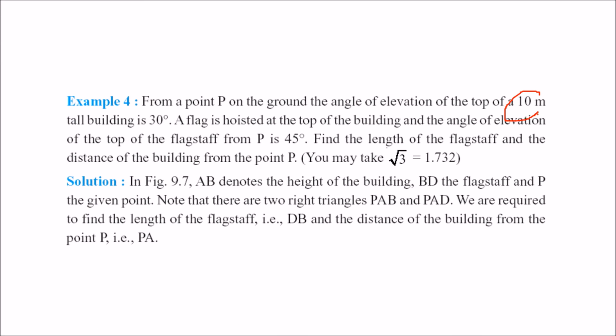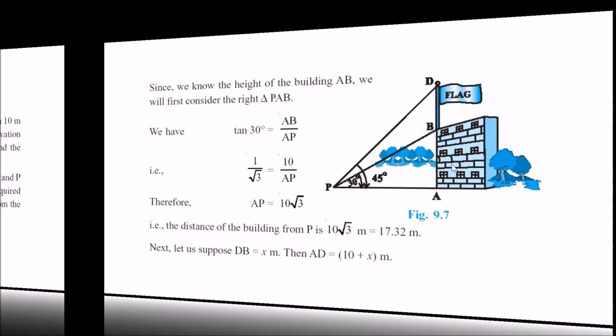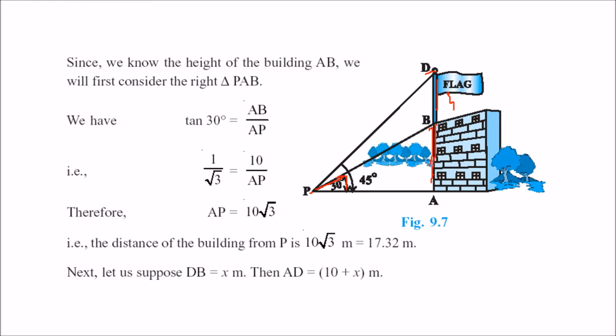So let us see how we are going to find out. This is 10. Let us take this tan 30. Tan 30 will be perpendicular by base. So what will it be? Because it is given as 10. So tan 30 is 1 by root 3. This is 10 AP. AP means the base. So base will be 10 root 3. Now base is 10 root 3.